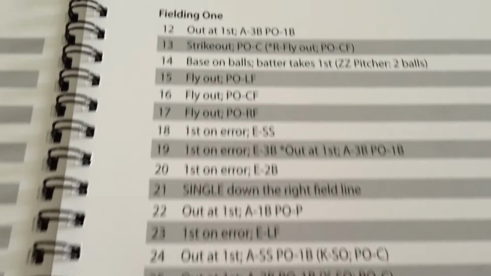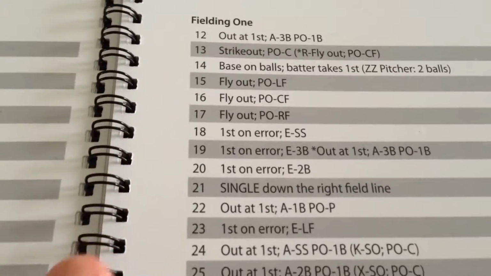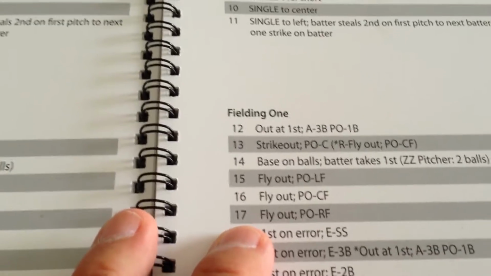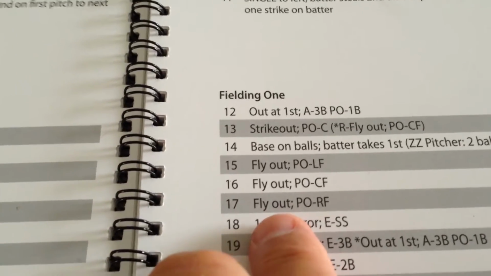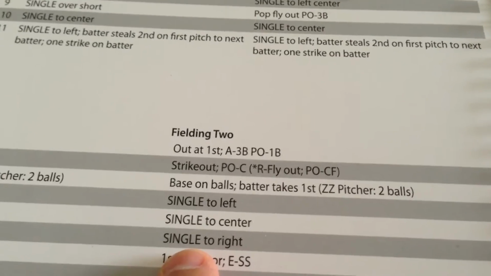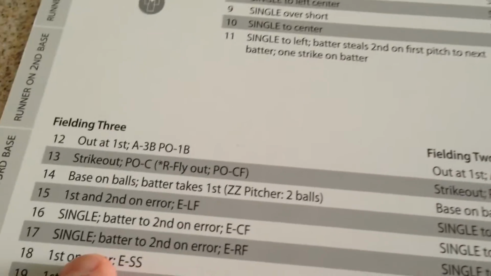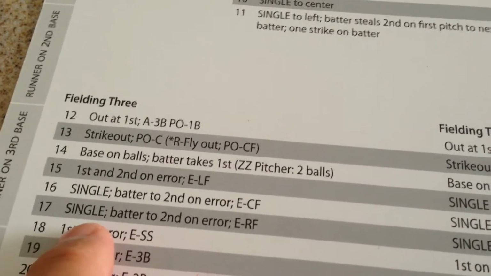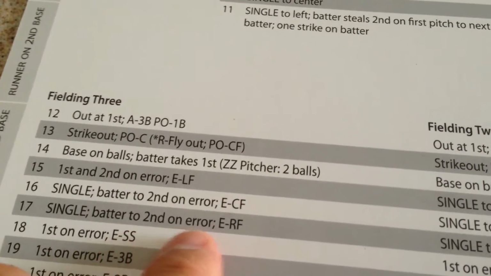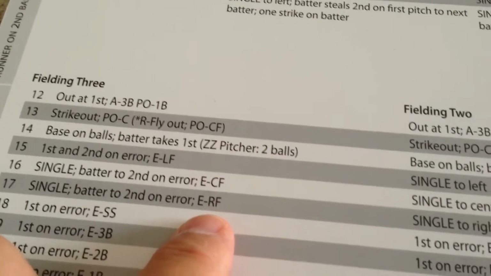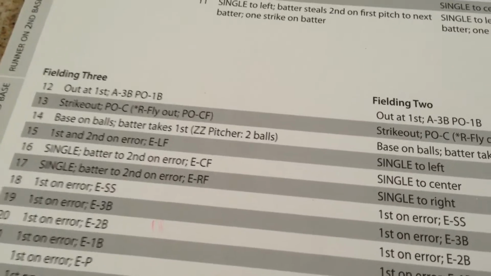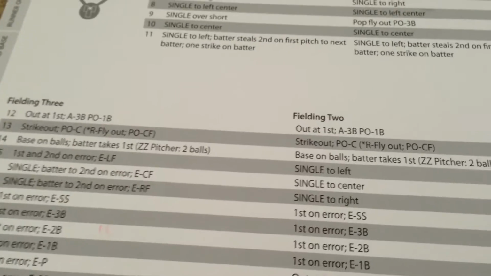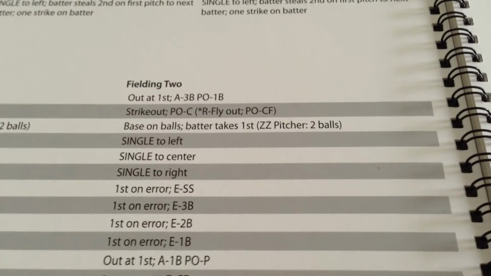And where is that? Just a couple examples of where that might be significant is right here as an example. If you get a result of 17 in fielding column 1, the result is a fly out to right field. But if we slide over to fielding column 2, it's a single to right. And if we go all the way over to fielding 3, not only is it a single, but the batter gets to second on an error by the right fielder. So this is a great example of how the different fielding capabilities of a team come into play in the basic game of APBA baseball.